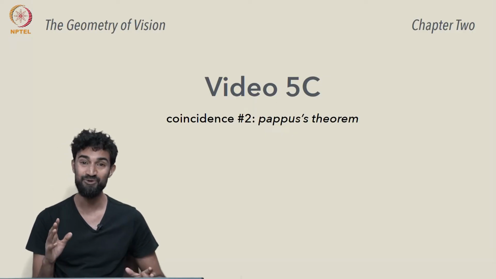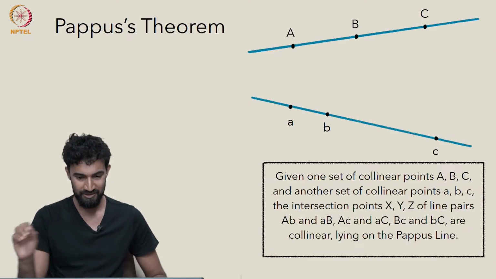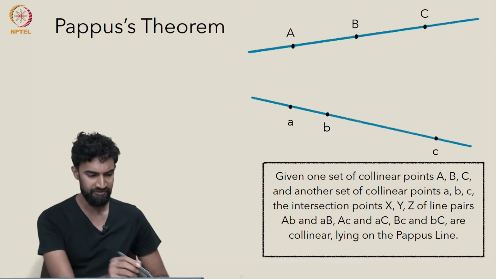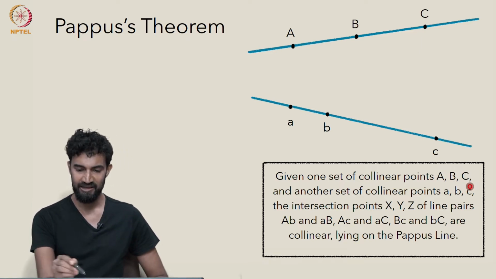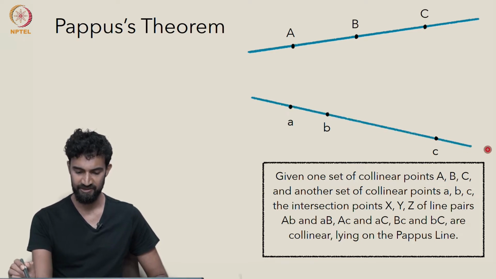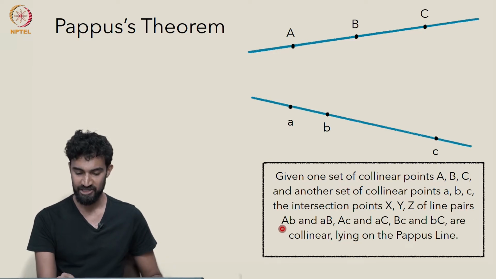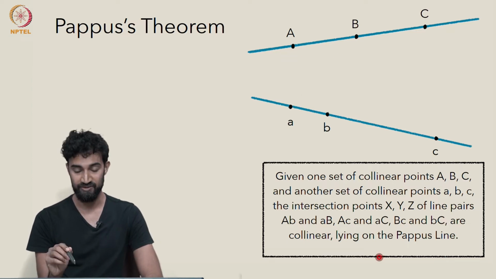Okay, we're now going to review a second coincidence, Pappus's theorem. Given one set of collinear points A, B, and C, and another set of collinear points, little a, little b, and little c, the intersection points of the line pairs Ab and aB, Ac and aC, Bc and bC are all going to be collinear.